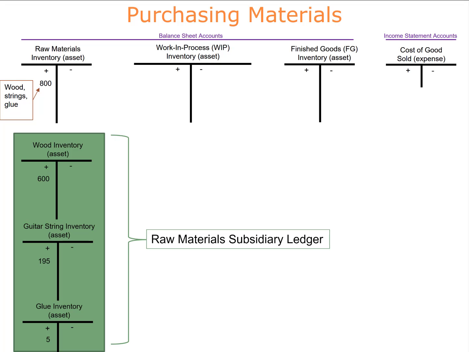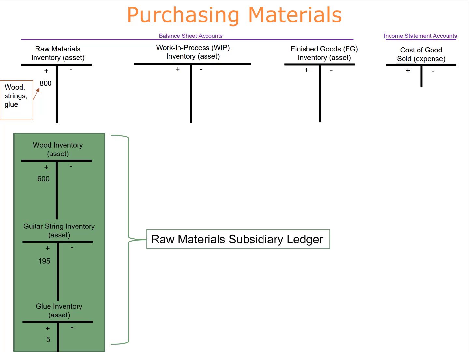For instance, we can now see the order consisted of $600 of wood, $195 of guitar strings, and $5 of glue. So the total of the subsidiary ledger account balances, 600 plus 195 plus 5, must equal the raw materials inventory account, which is at 800. Using subsidiary ledgers gives a company better control of their raw materials inventories.